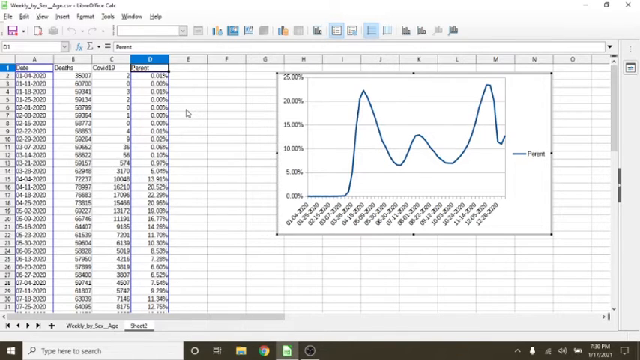Now, of course, the eternal question is, what does the CDC mean by total deaths? Okay, so that's one set of numbers we can look at here.